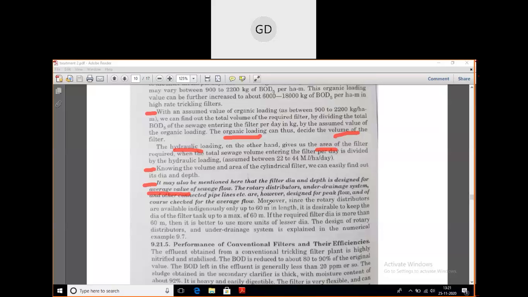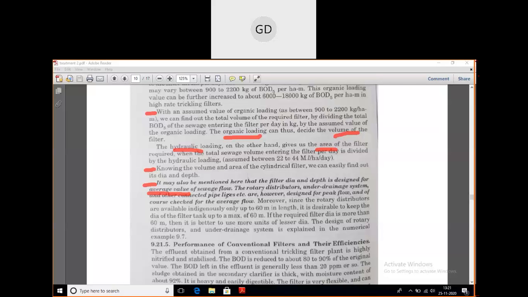Then after that, the rotary distributors. I have shown you in the video the rotary distributors. I think you have seen the four arms like this, from where the sewage was coming out. So that was your rotary distributors and the under drainage system. Below that net type thing, there is an under drainage system, and they are connected pipelines. The rotary distributors, under drainage system, and other connected pipelines, etc., are, however, designed for peak flow and, of course, checked for the average flow.